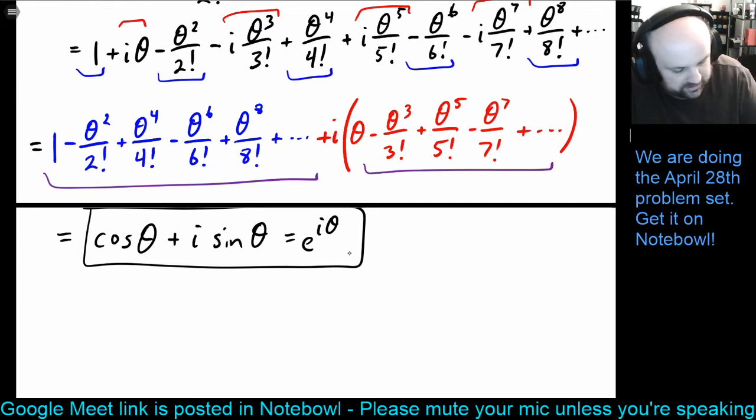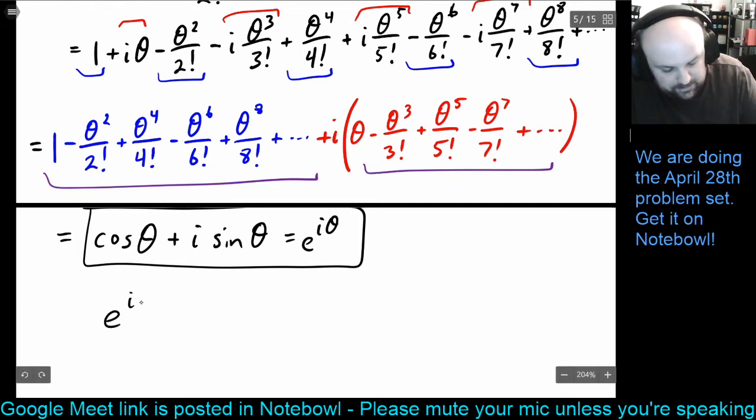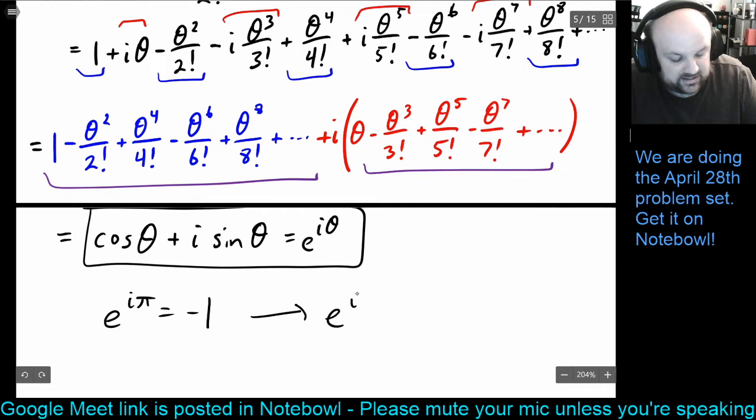what do I want to plug in here? e to the i pi equals -1. Or e to the i pi plus 1 equals 0.